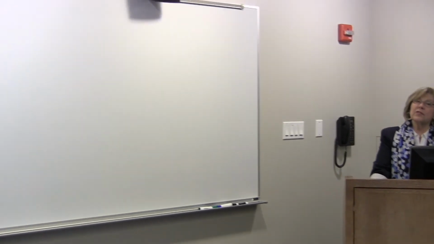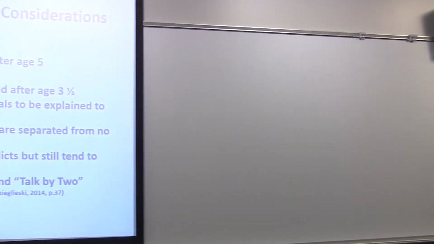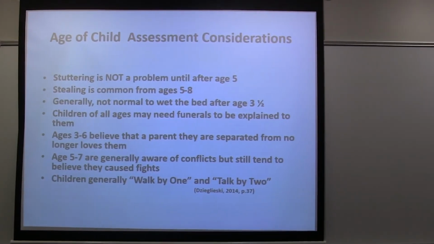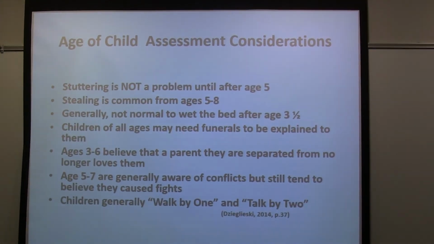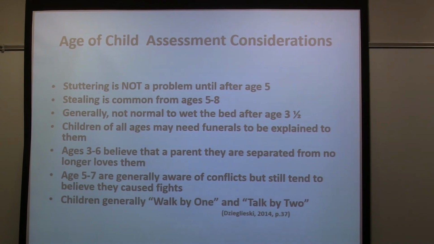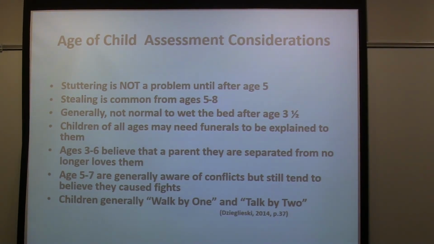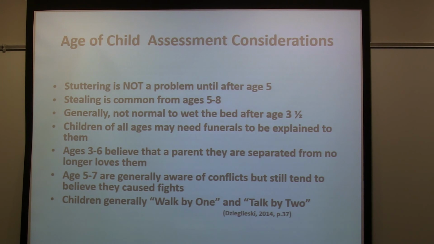So when we think about child development and assessing, there are certain considerations that would be important. Sophie Jean-Gillespie, who has done a lot of work in this area, talks about some things to consider for the licensing exam and for your practice in general. Some of that is stuttering is not a problem until after age 5. So what do we mean?